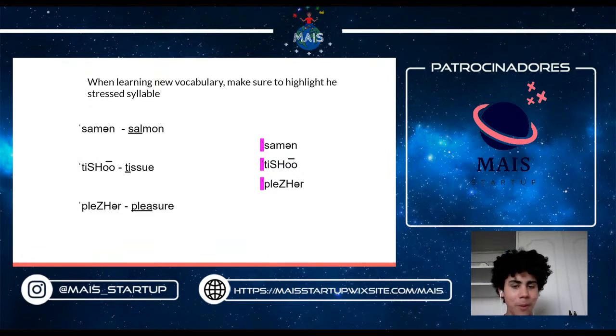So, here are those dots that I mentioned, and these dots represent the stressed syllable. In salmon, the stressed syllable is sa. In tissue, you can see here t. It is a little higher. It is a little stronger. You can notice, right? Pleasure, ple is the stressed syllable. So here we can see the dot, right?